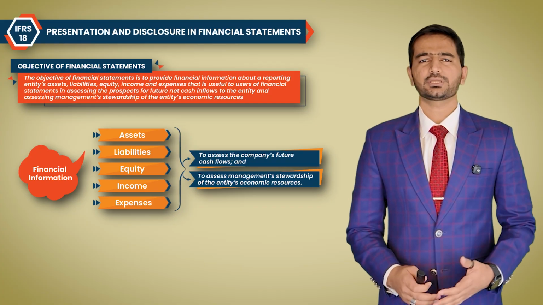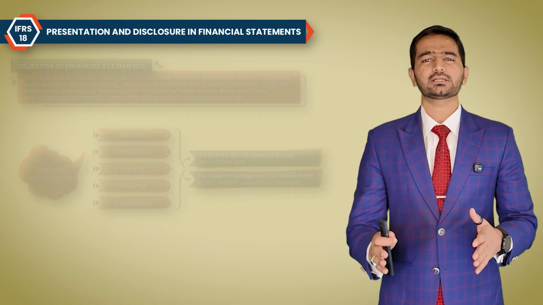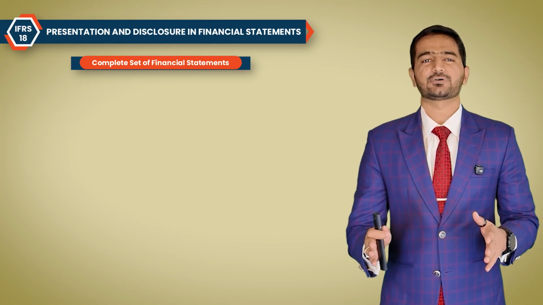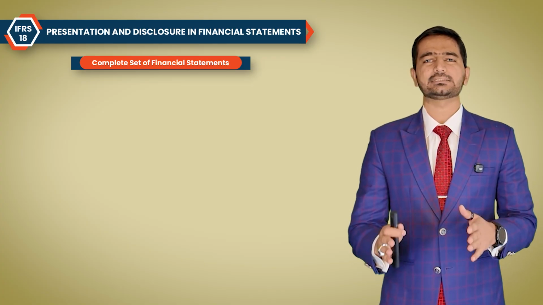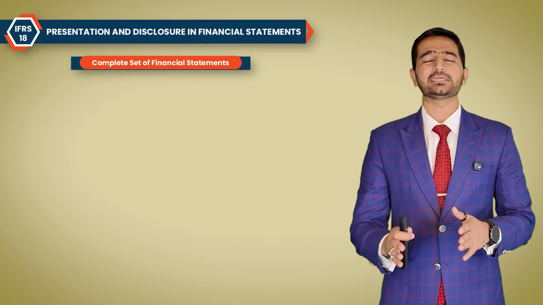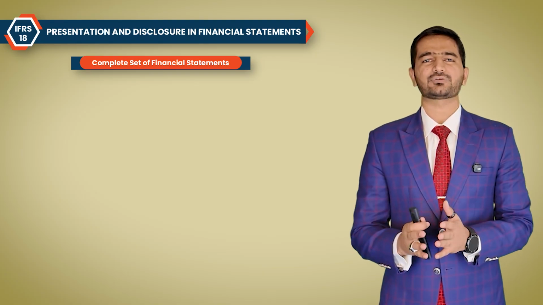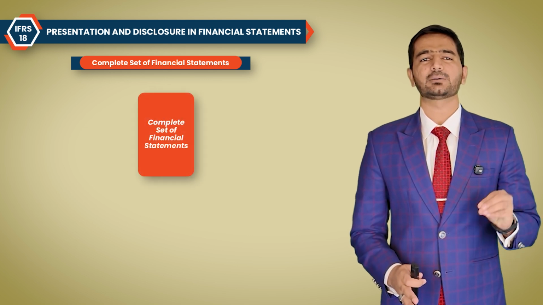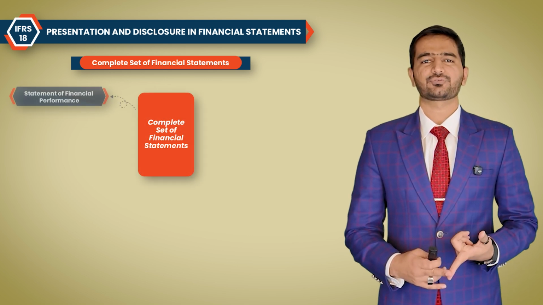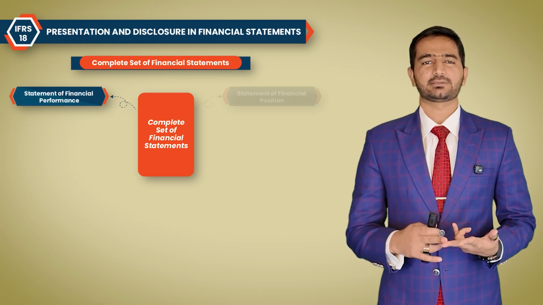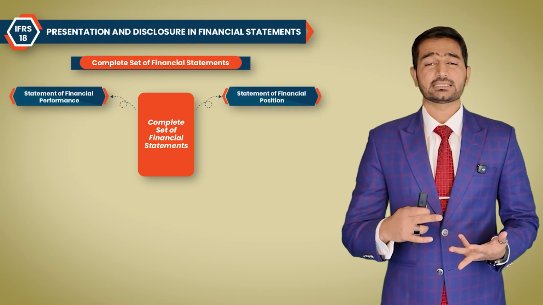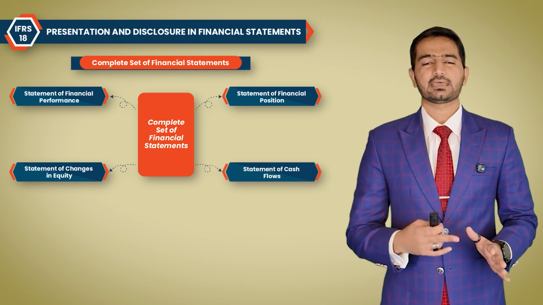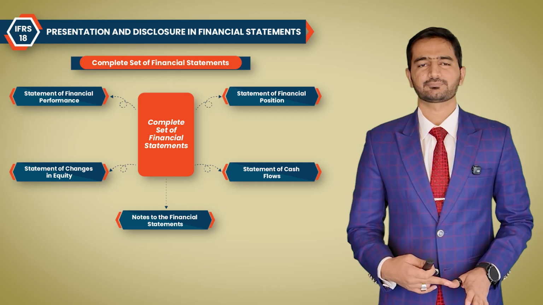Good. Okay, now let's talk about what a complete set of financial statements looks like. IFRS 18 has a general requirement that tells us what should be included in the complete set of financial statements. The complete set consists of 5 components: statement of financial performance, statement of financial position, statement of changes in equity, statement of cash flows, and notes to the financial statements.